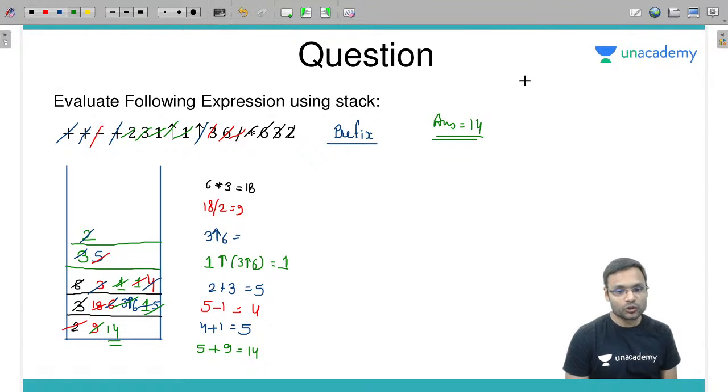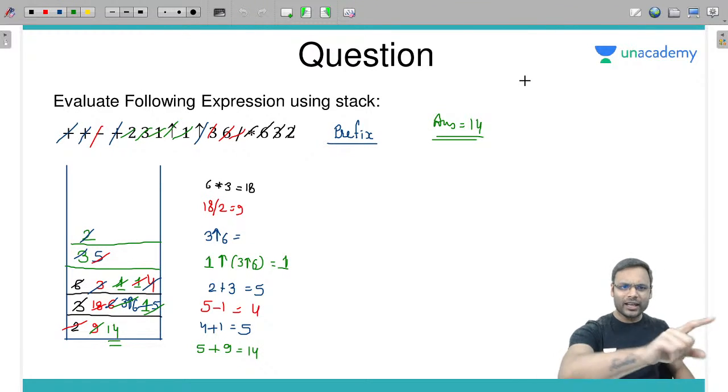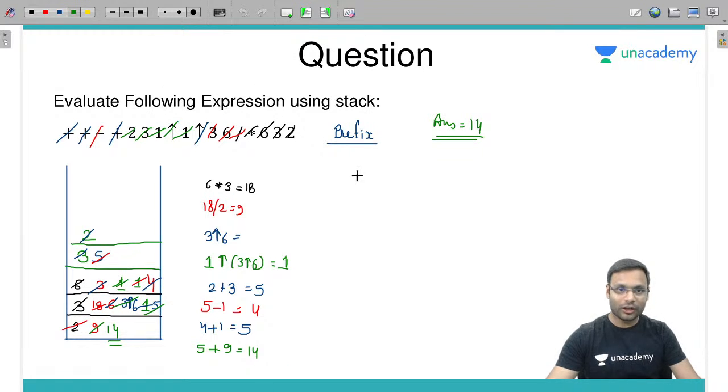Understanding? Yes or no? Everybody, can you clarify if you are understanding this or not? Okay, fine. Should we go next? Do you want me to explain this with another method? If that particular method is a little bit boring or tough for you, should I go with the other method also? If you want, I can explain that.